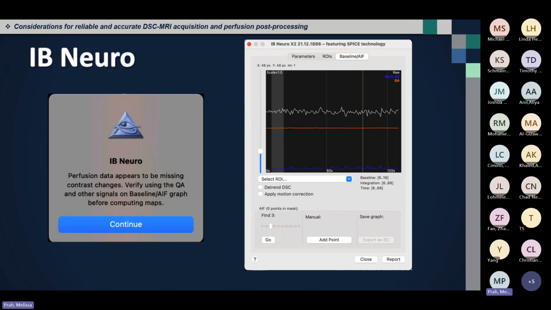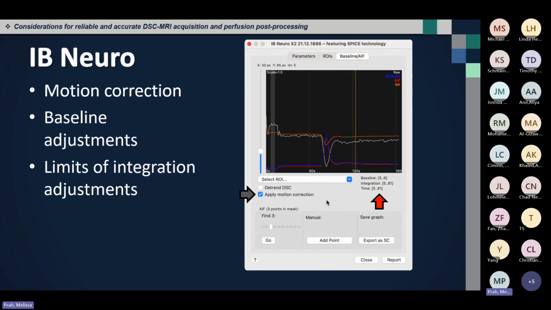And since this is an IB users meeting, I'd like to point out that there are built-in warnings in IB to alert you to miscontrast agent, and also the ability to perform motion correction and adjust the baseline and the limits of integration as necessary. As you can see here, you simply drag this bar over, and then you can also alter the limits of integration as well. And you can see them updating here.